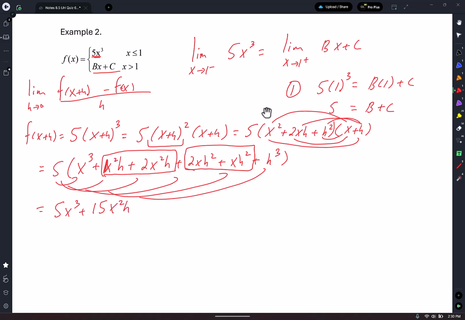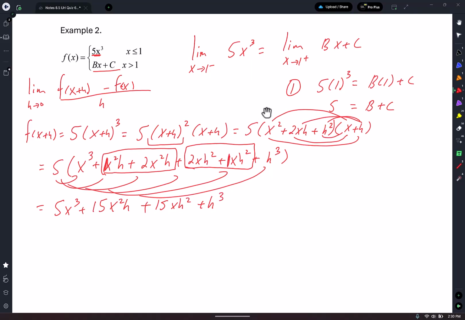15x squared h plus, and then again, this is another 3xh squared. So that's like a 1 right here, 2 plus 1. So what's 3 times 5? 15xh squared plus h cubed. Is anyone confused? Okay. Finally, so here we go.